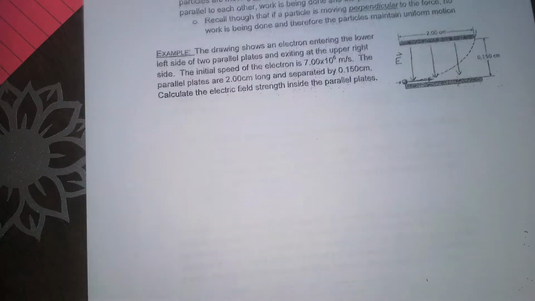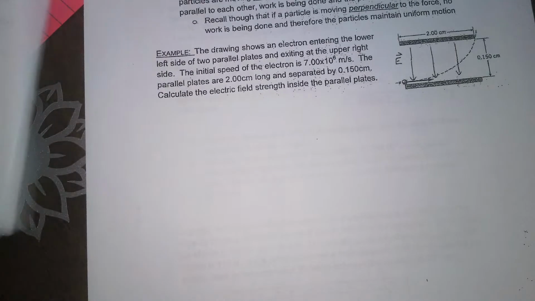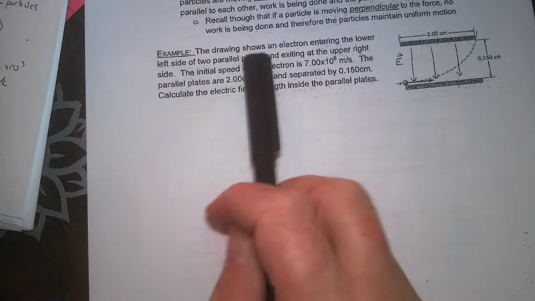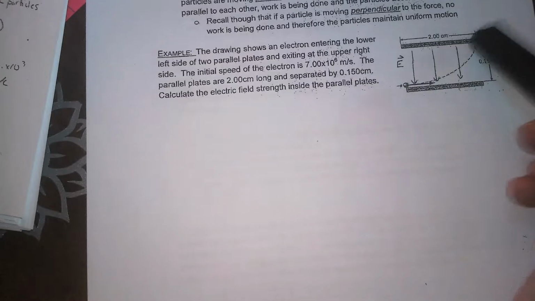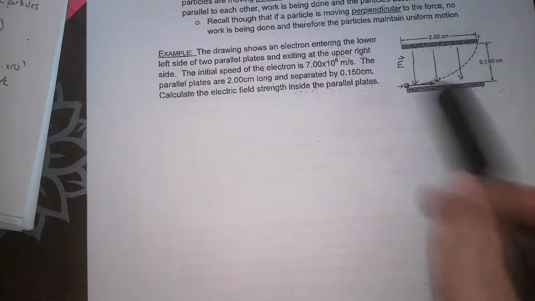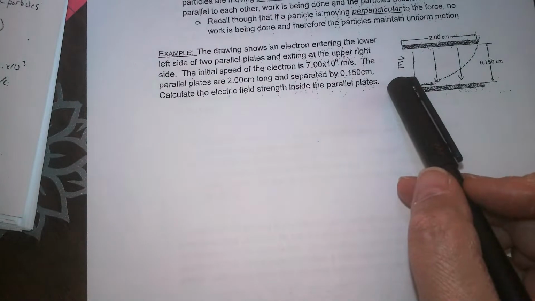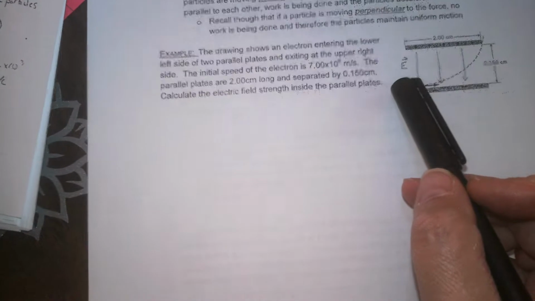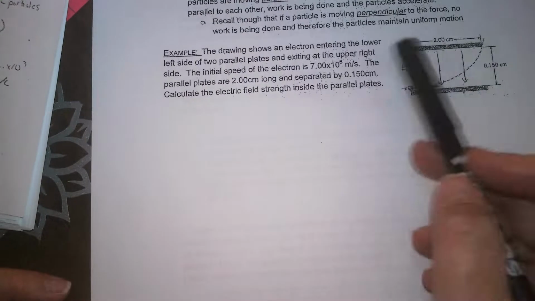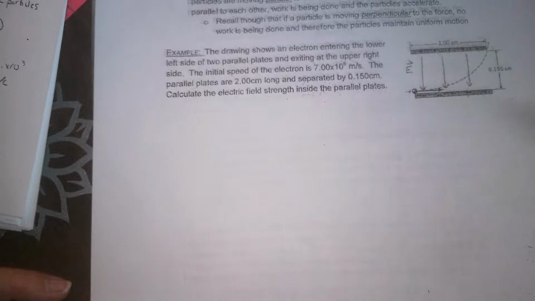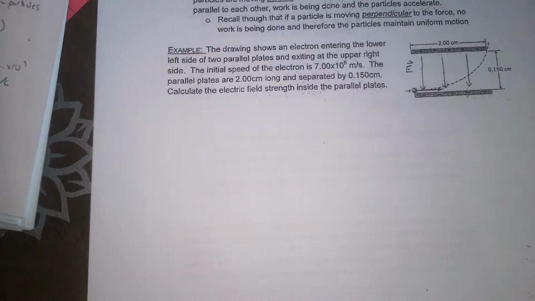And so what happens when we have a problem that looks like this, where we have a particle that starts at rest? The drawing shows an electron entering the left side of 2 parallel plates and exiting out at the upper right side. The initial speed coming in here is 7 times 10 to the power of 6, sorry. Parallel plates are 2 centimeters long, so that's this way, and they're separated by 0.15 centimeters. Calculate the electric field strength inside the plates.